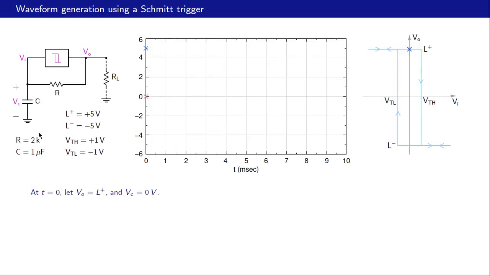What happens now? This input current is 0. This VO is plus 5 volts. Capacitor voltage is 0. So the capacitor is going to start charging towards VO, that is plus 5 volts. And the time constant, of course, is R times C. There is only one R here, and that is 2K times 1 micro or 2 milliseconds. Note the scale here. This entire period is 10 milliseconds.